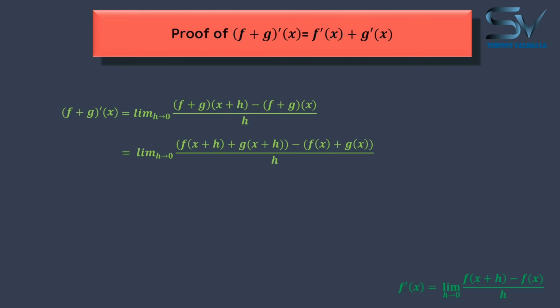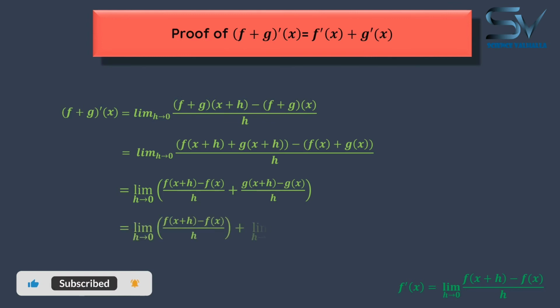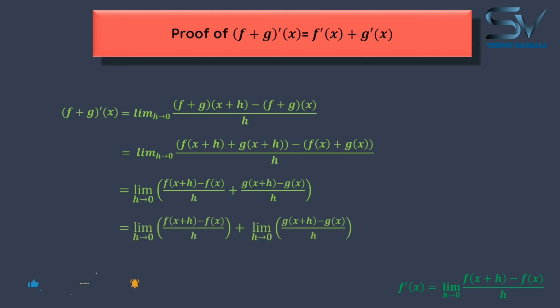Right? Following that, we will take the f function's terms on one side and the g function's terms on the other side. If you look closely, you will notice that these are the definitions of both functions' individual derivatives. In this way, it is demonstrated that the derivative of the sum of two functions is the sum of their individual derivatives. Let's now look at an example of how to apply these rules.